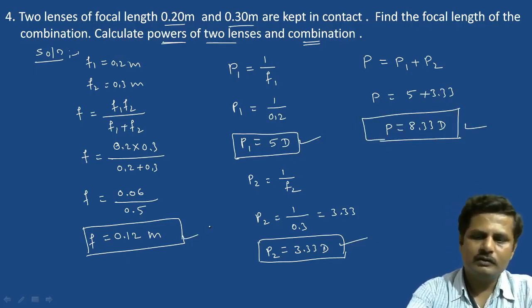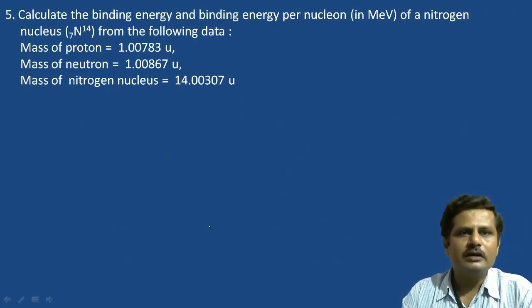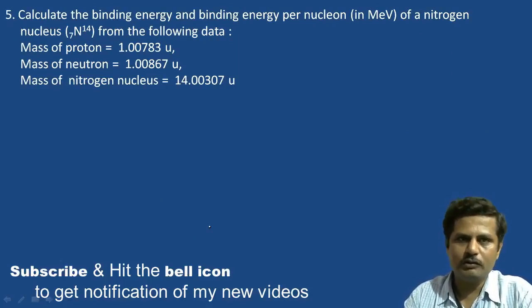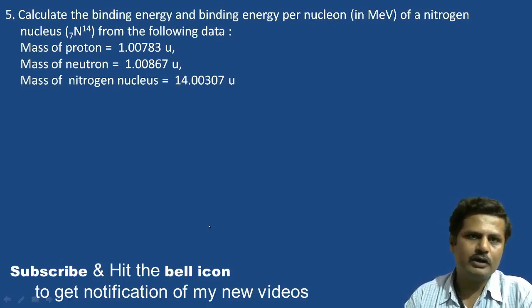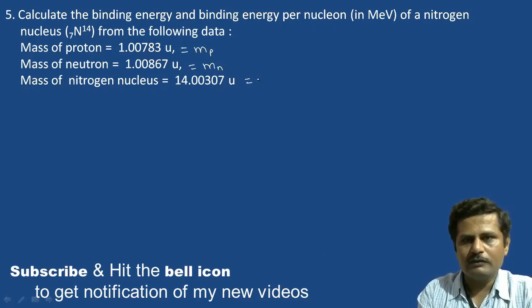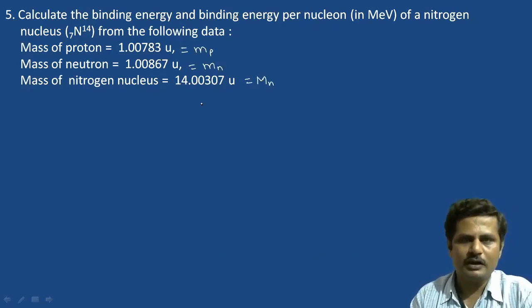Okay, so let's have the last problem, that is: calculate the binding energy and binding energy per nucleon in mega electron volt of nitrogen nucleus from the following data. Mass of the proton MP they have given, as well as mass of the neutron, and in the same way the actual mass of the nitrogen nucleus they have given. Now to find out the binding energy, first we need to find out the mass defect, because the binding energy comes from the mass defect.